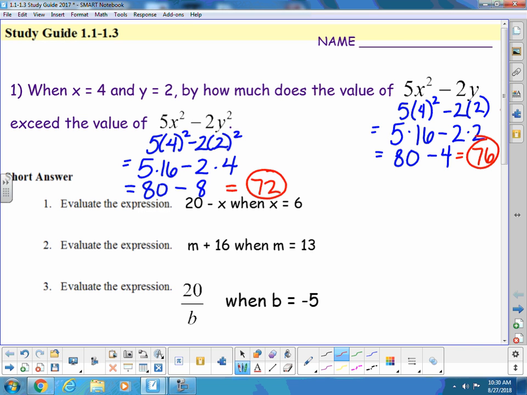So now we want to answer the question. The question was, how much does one exceed the other by? So what do I do? Subtract. Find the difference. 76 minus 72. Final answer is 4. One is 4 larger than the other.